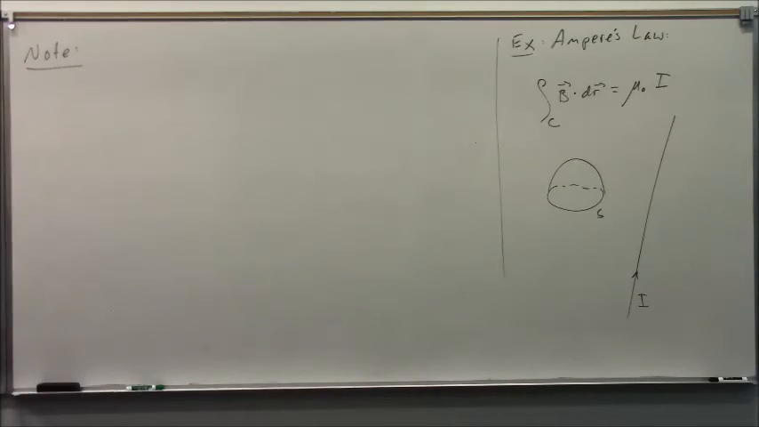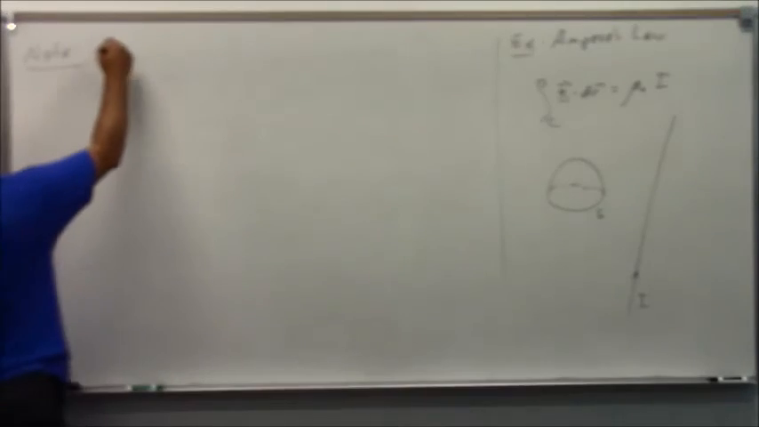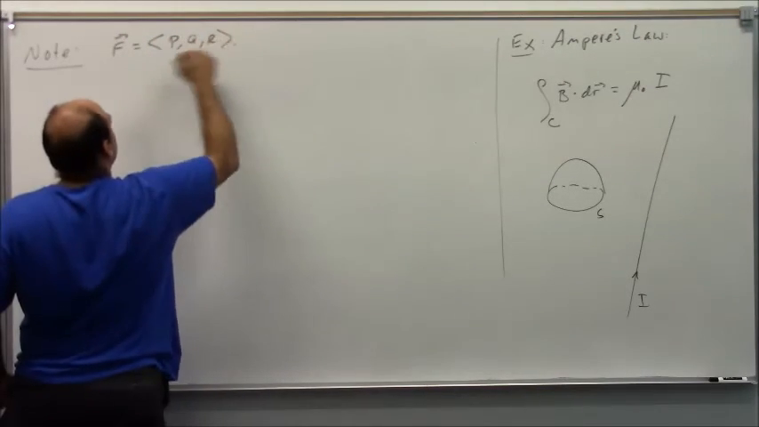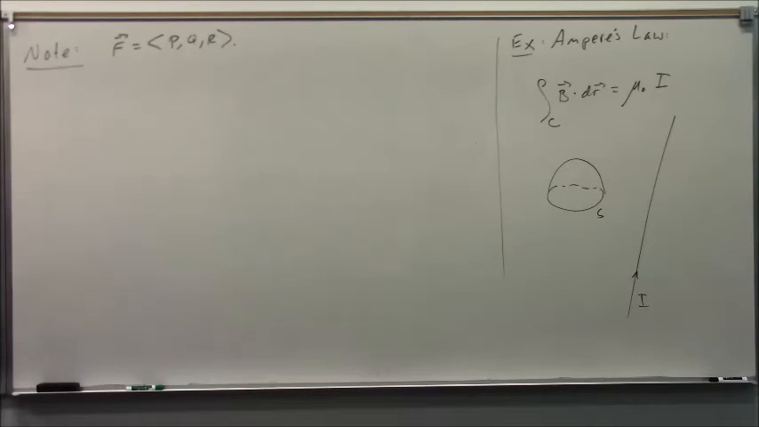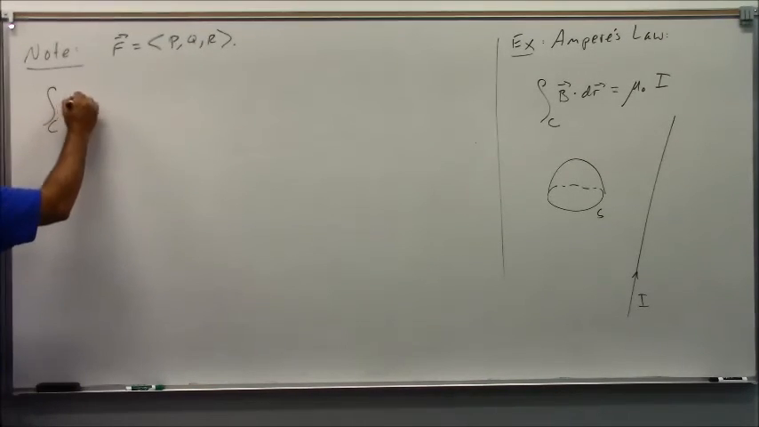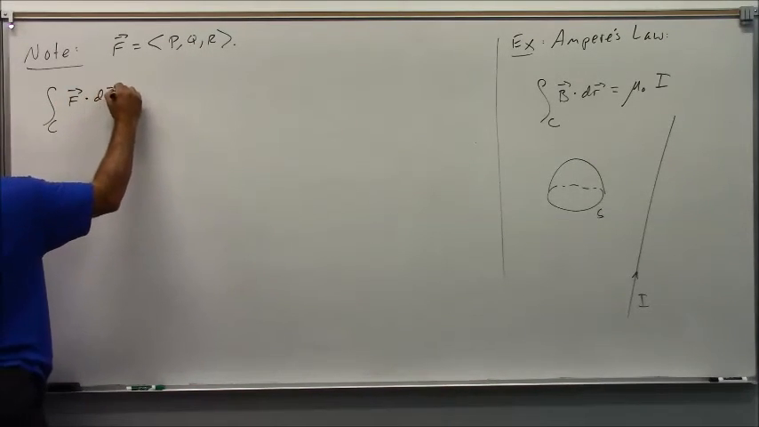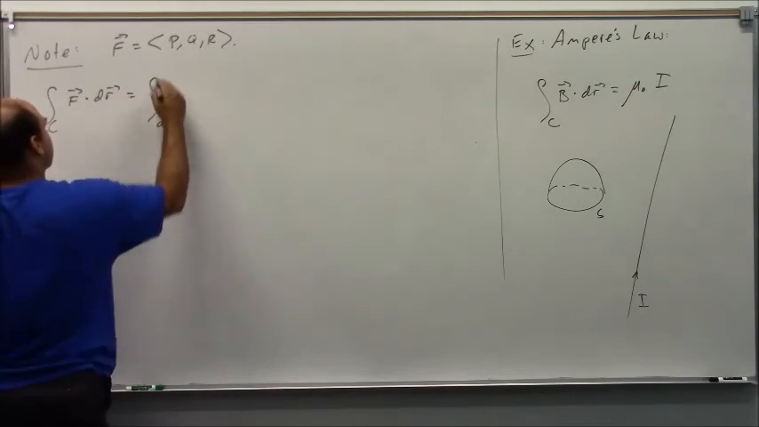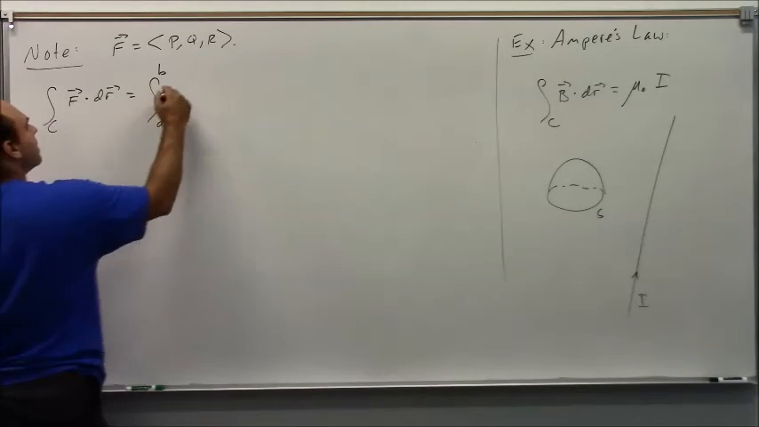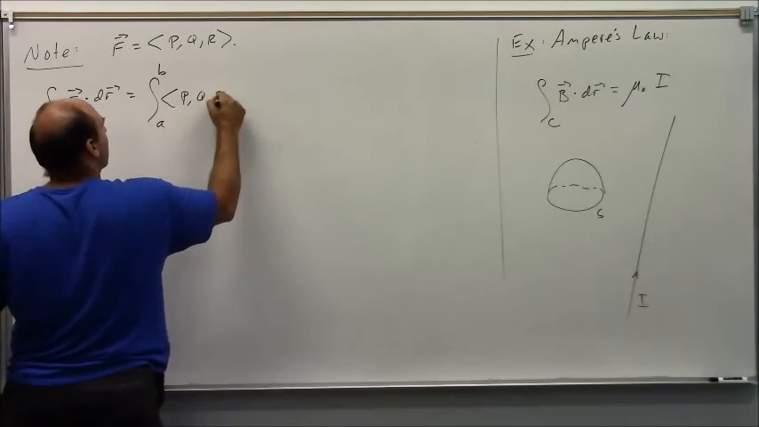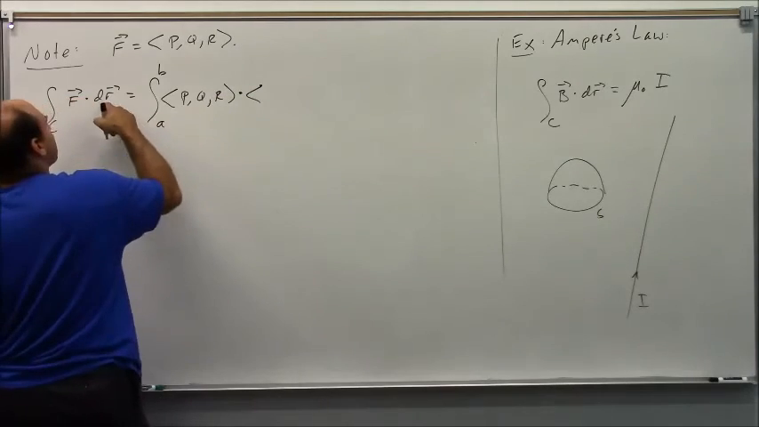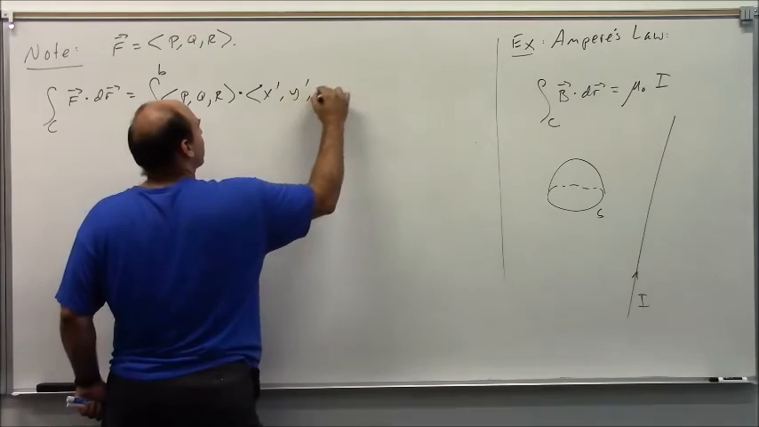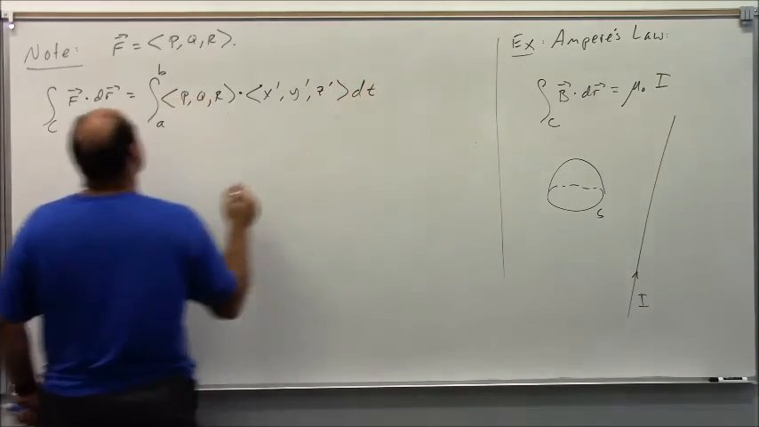What if we want to do something like this? Let's say F is given by P, Q, R. So it's a three-dimensional vector field. And I want to find the path integral over C, some curve C, of F dot dr. Well, if I just write this out generically, it's going to look like this. Integral from a to b of P, Q, R dot r prime, where dr is r prime of t dt, so this will be x prime, y prime, z prime, dt.